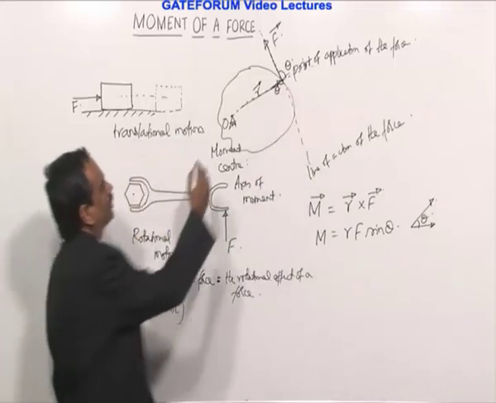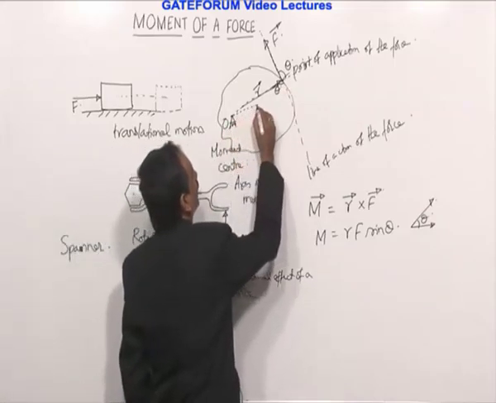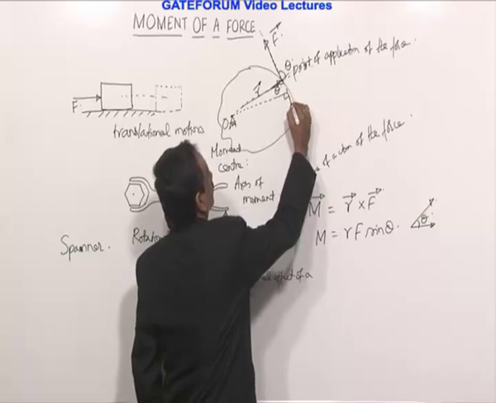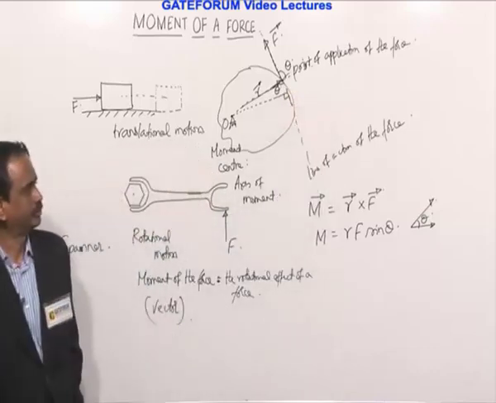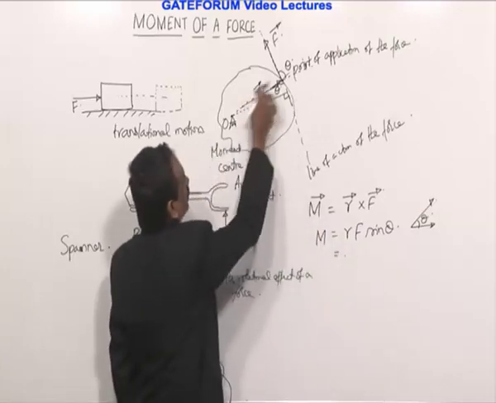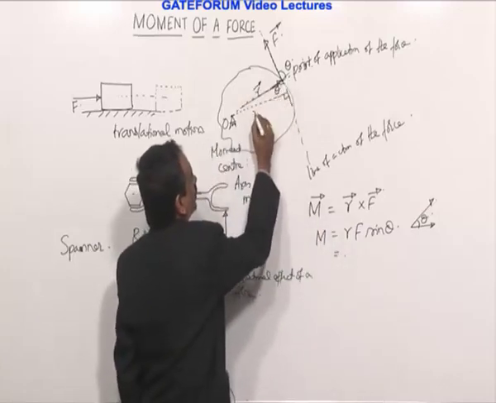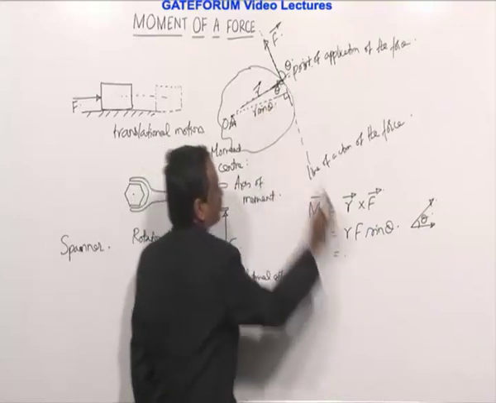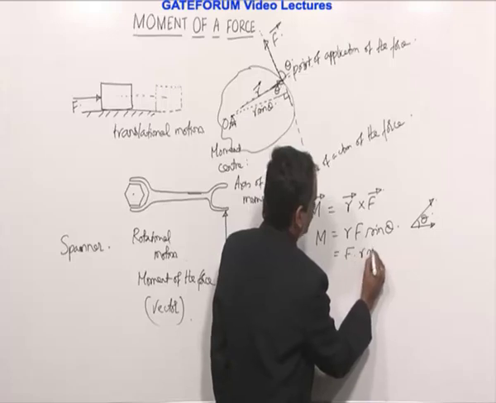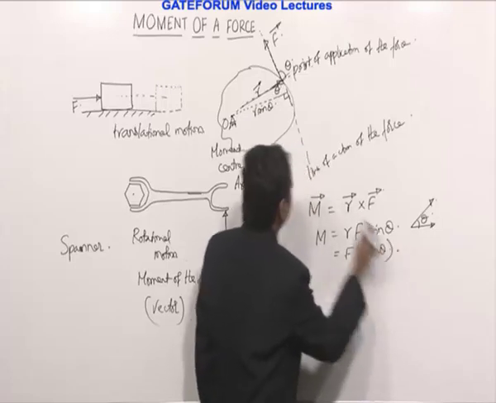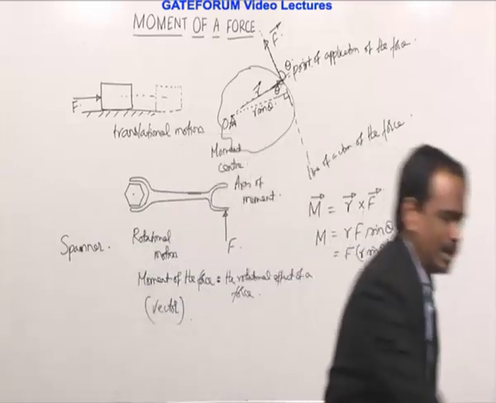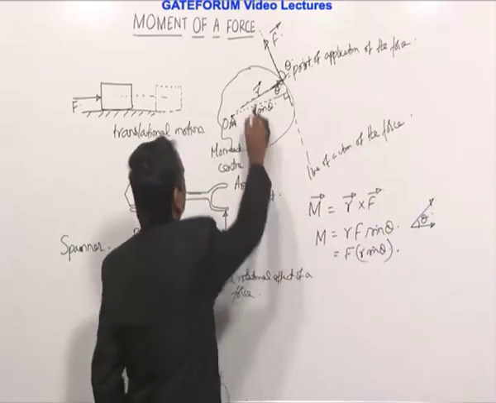Then let's try to draw a line perpendicular to this. Let's say this is 90 degrees. Then this is R, this is theta. Opposite side is what? R sin theta. So F R sin theta we can write, and this perpendicular distance, instead of R sin theta, let's call that as D.